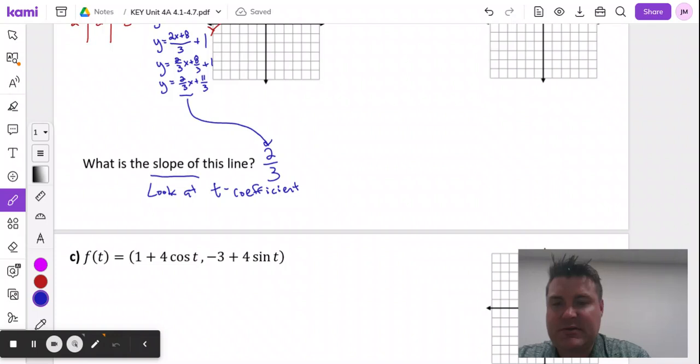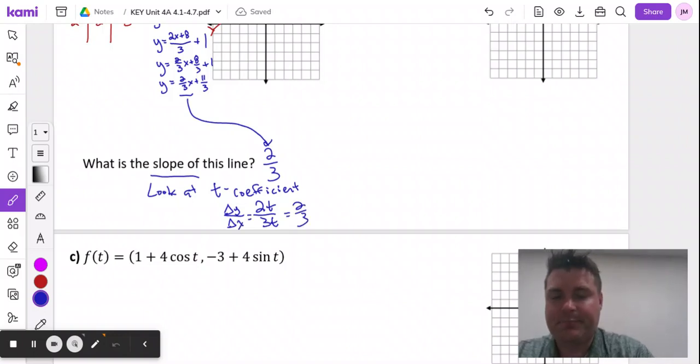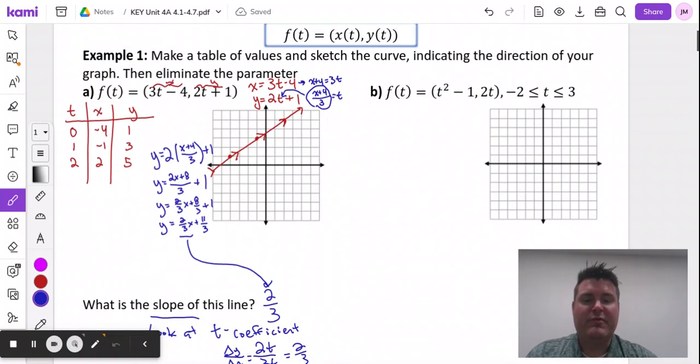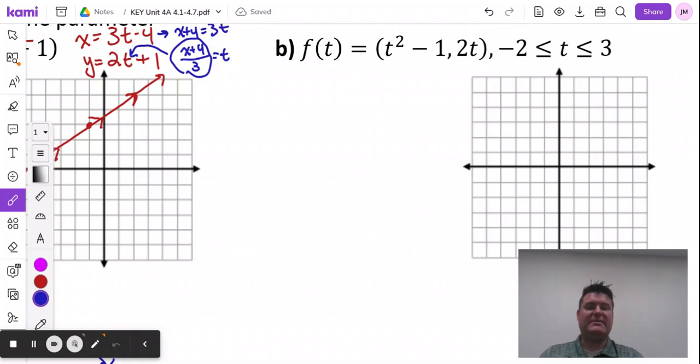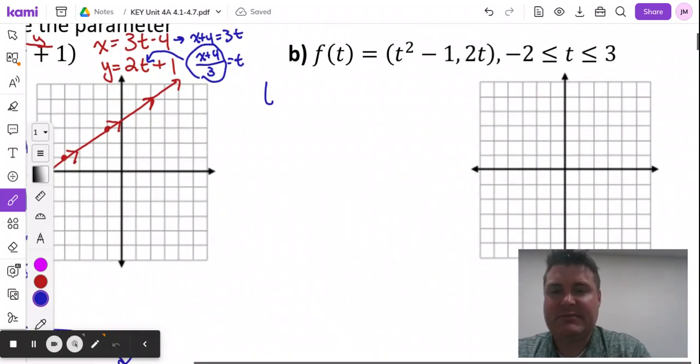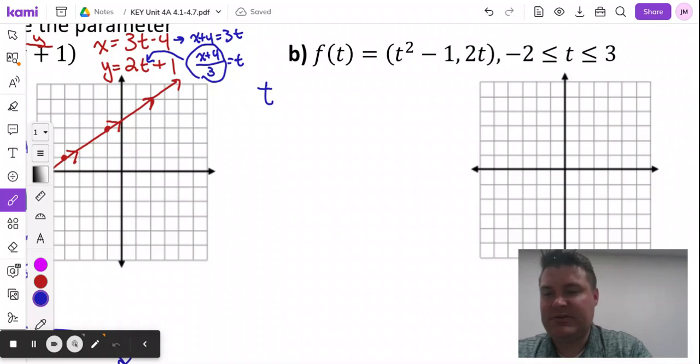So that's why it's going to be 2t over 3t, because it's really change in y over change in x, which is just 2/3. Okay. Moving on to the one that's not linear. So for b here, we're going to do almost everything the same, except now we're given t values we have to use. So I'm looking at my same chart here, my t. I'll do this in red.